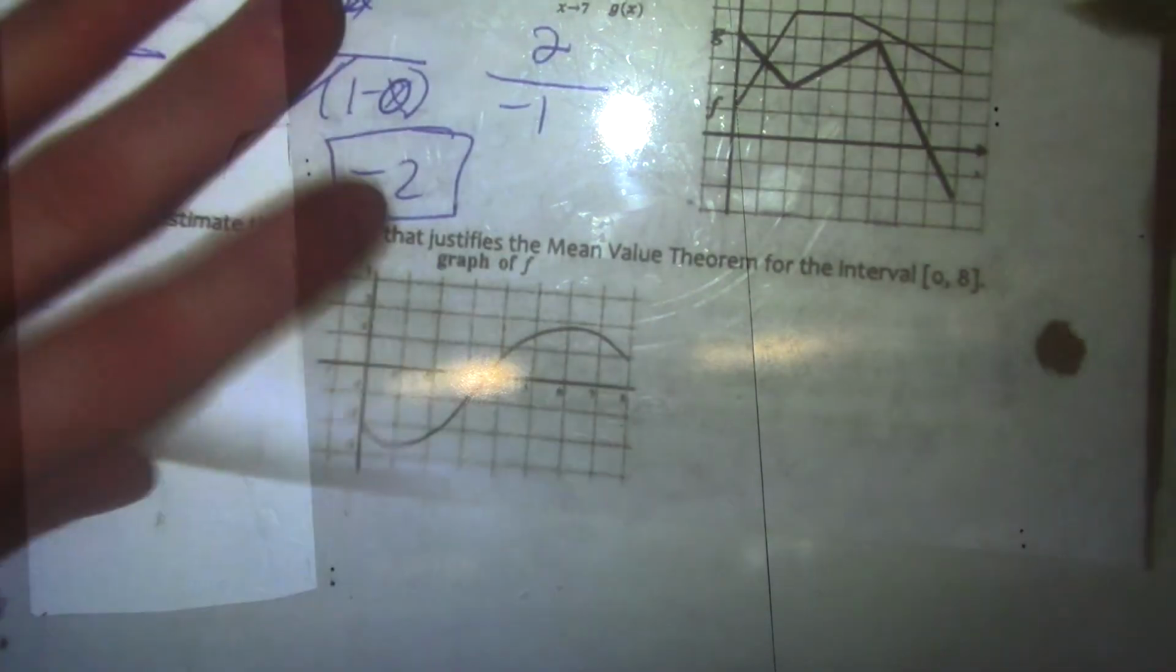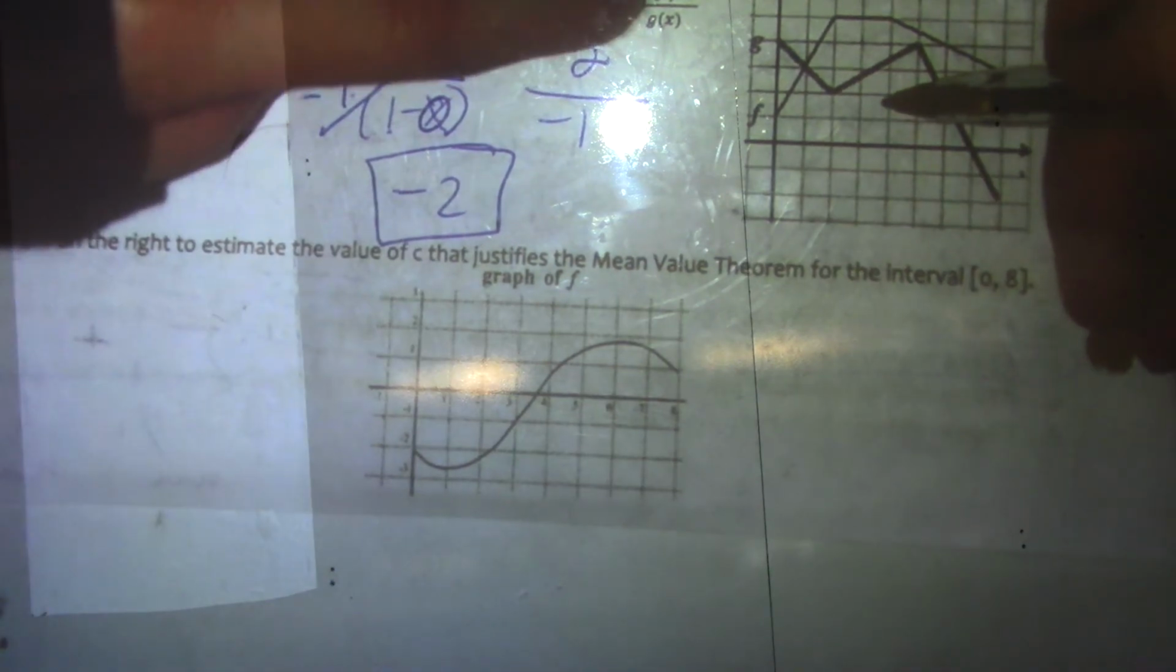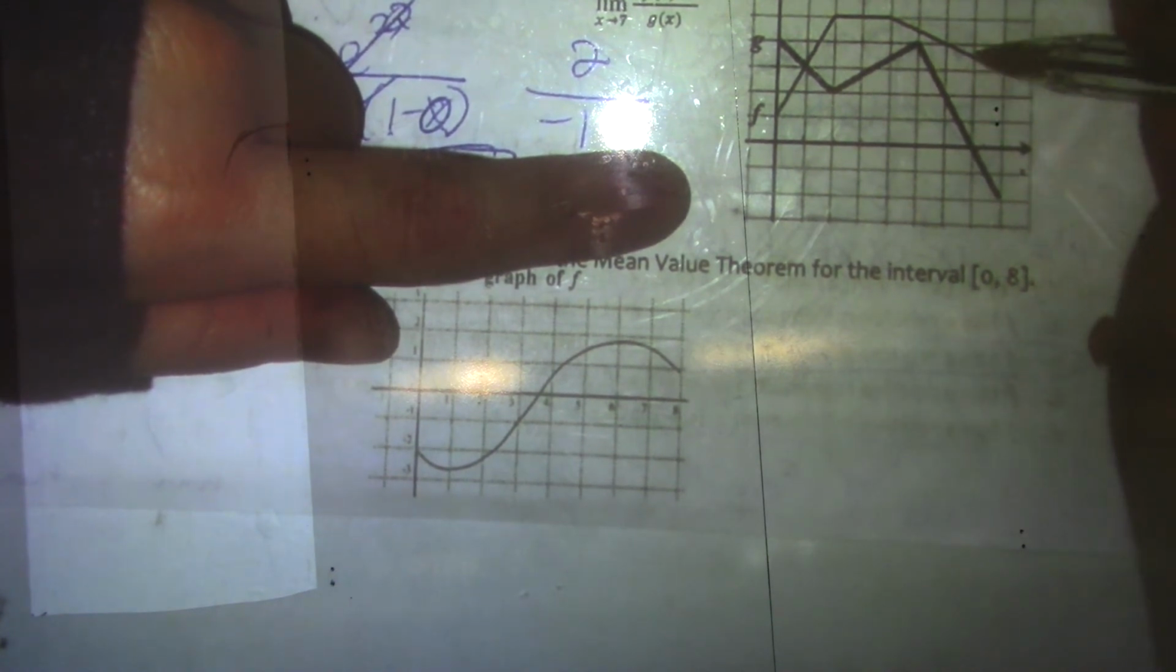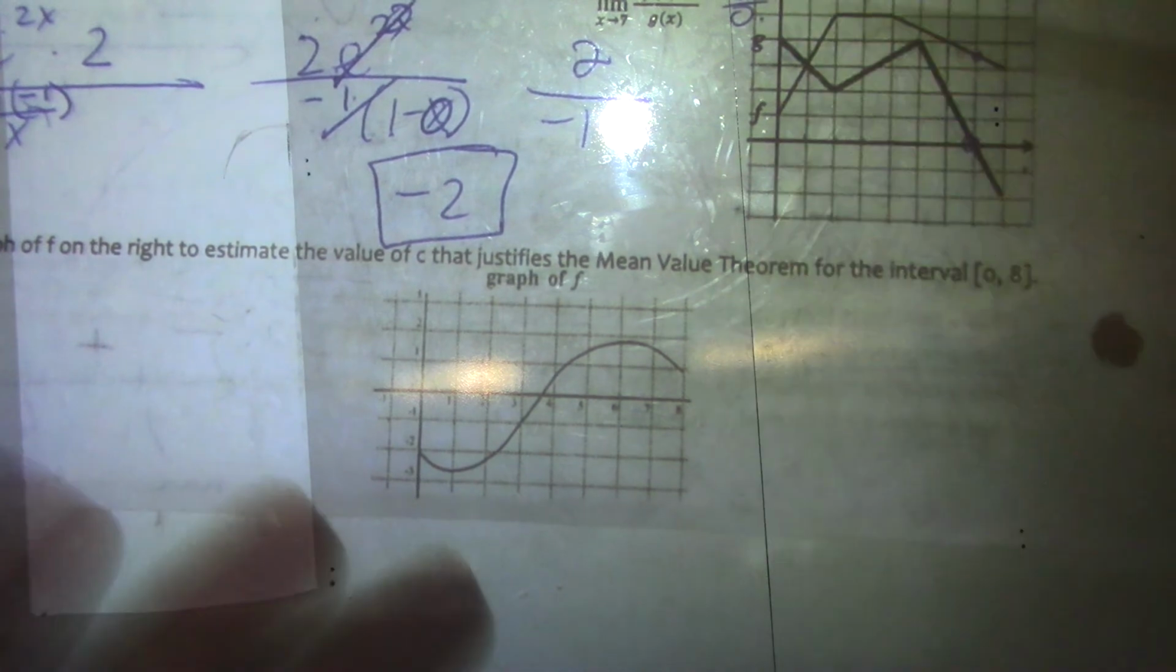Did not leave us much room here. That's okay. The limit of 2 times f of x minus 7 over g of x, as x approaches 7. F at 7 is 3.5, exactly the halfway point. So you've got 2 times 3.5 minus 7, that's 7 minus 7, that's 0, and then g of x is going to 0. So this is 0 over 0, I'm going to use L'Hopital's.